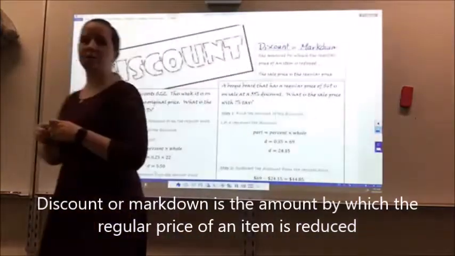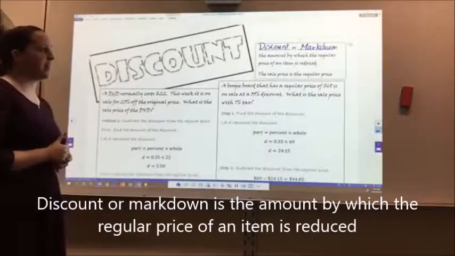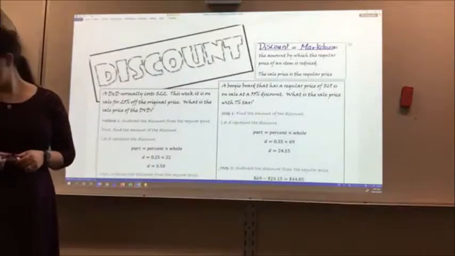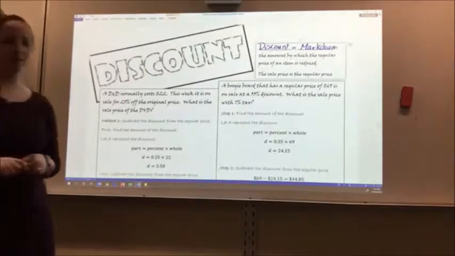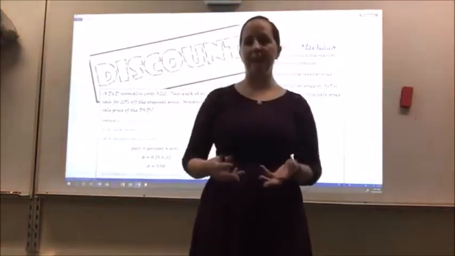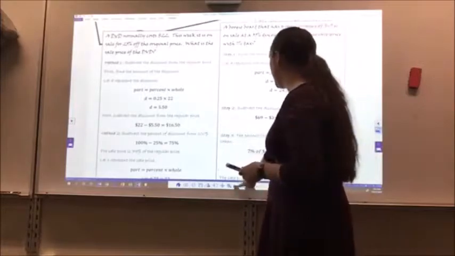So a discount or markdown is the amount by which the regular price of an item is reduced. The sales price is the regular price minus the discount. So discount, markdown, sales price is the regular price minus the discount. All right, so let's take a look at a couple of examples.